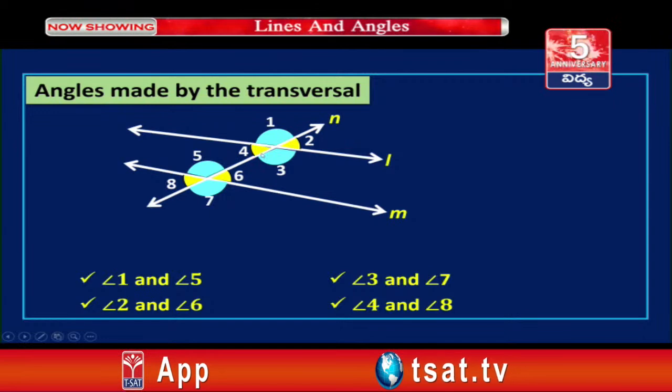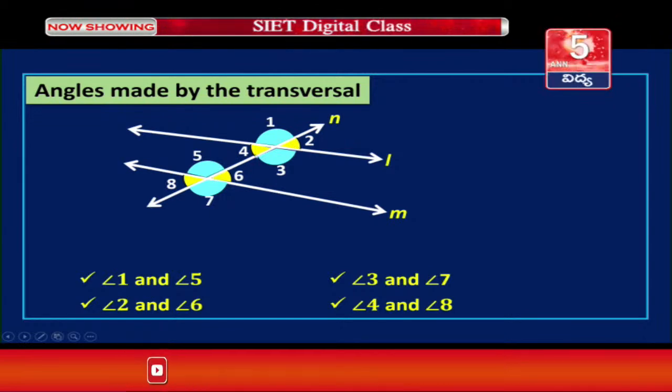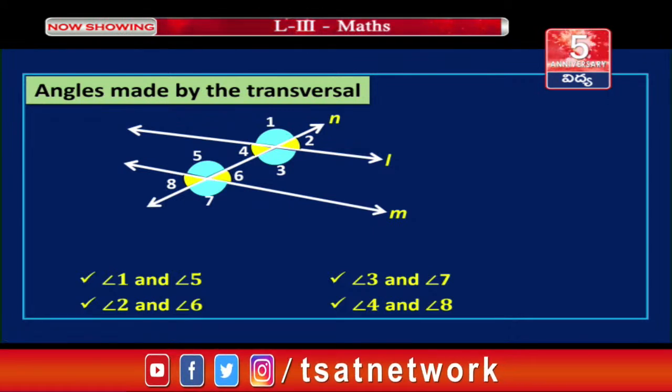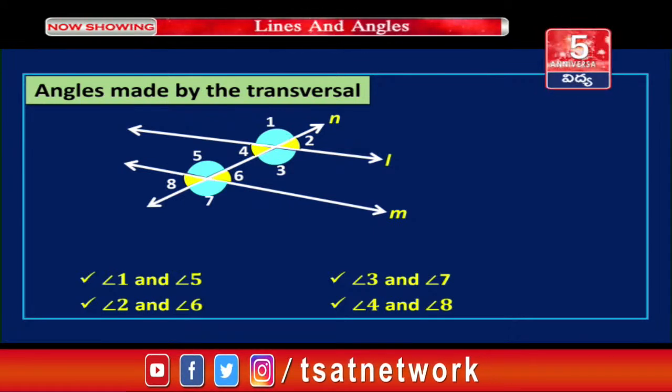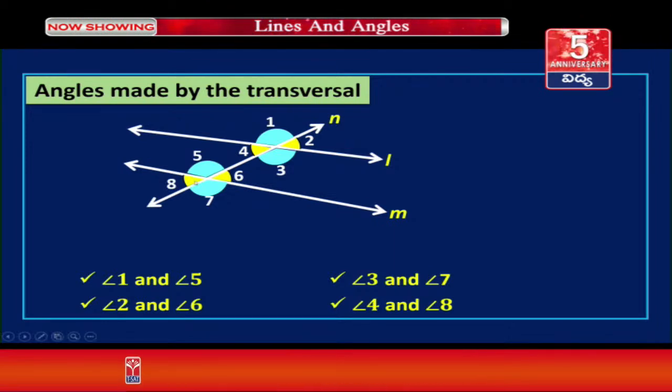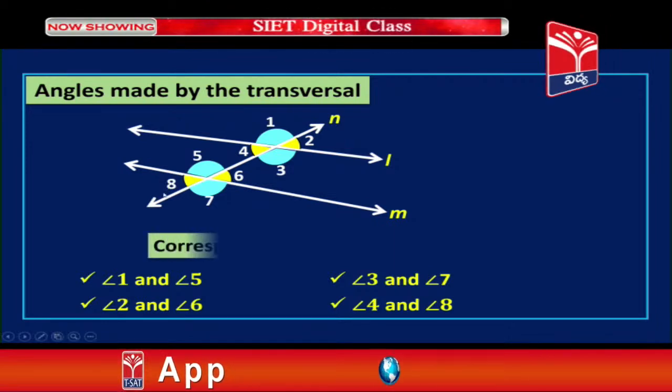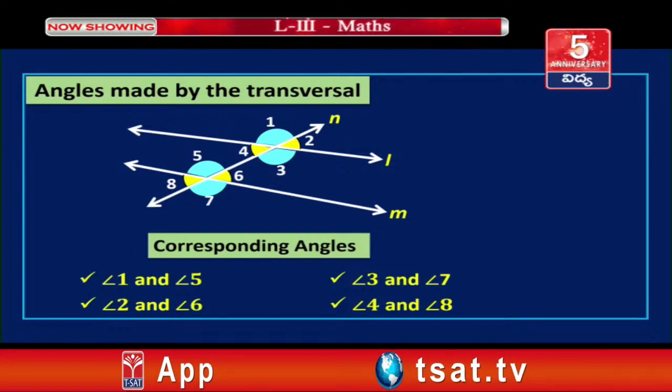These angles lie on different vertices, on the same side of the transversal, and one is an interior angle and the other is an exterior angle. The above pairs of angles are called corresponding angles.